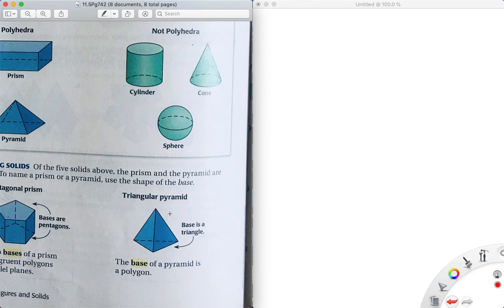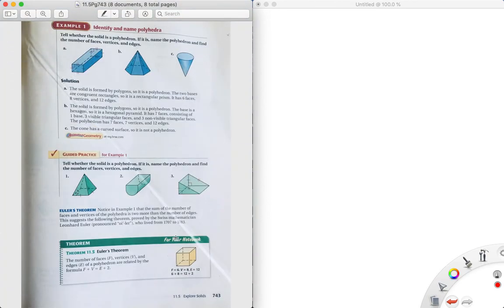Pyramids always have one base, and the base is always going to be some shape opposite of the vertex, where all the faces, the lateral faces of the pyramid, intersect at the top. Pyramids, one base. Prisms, two bases.